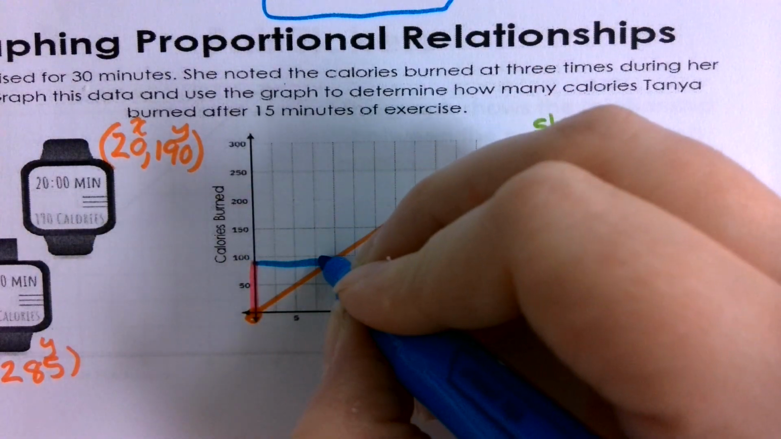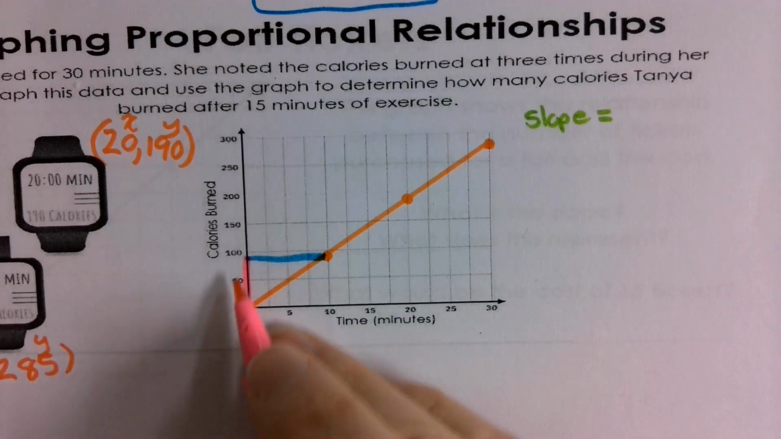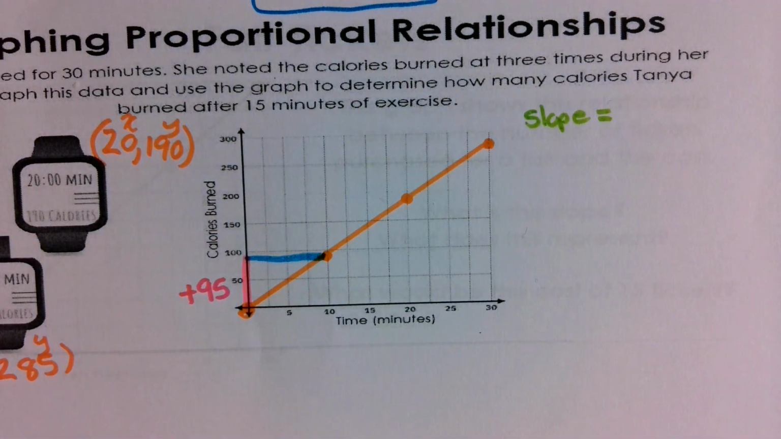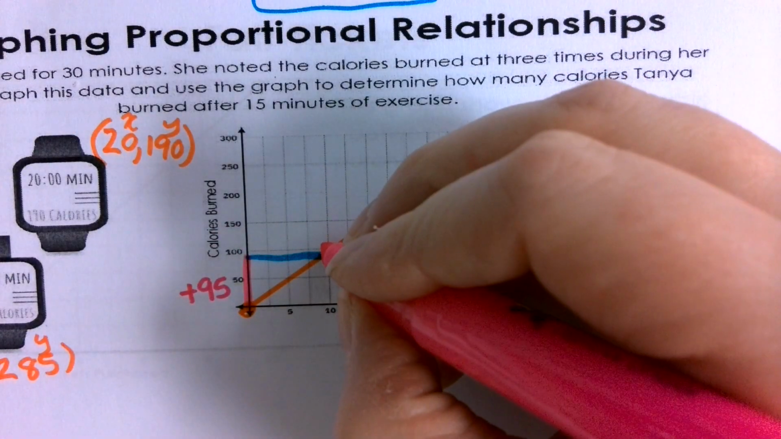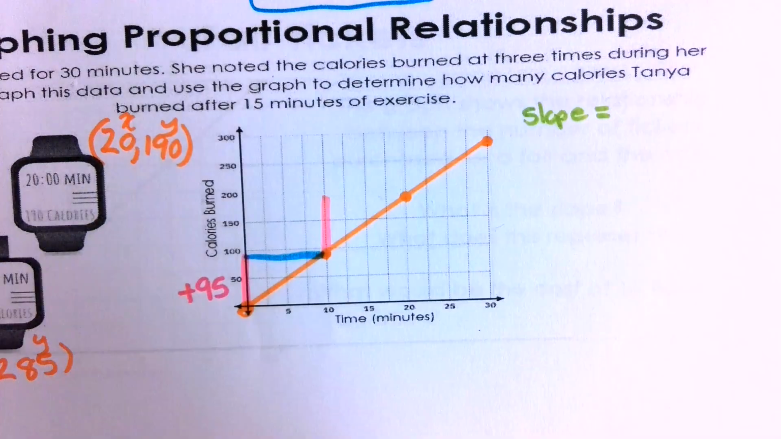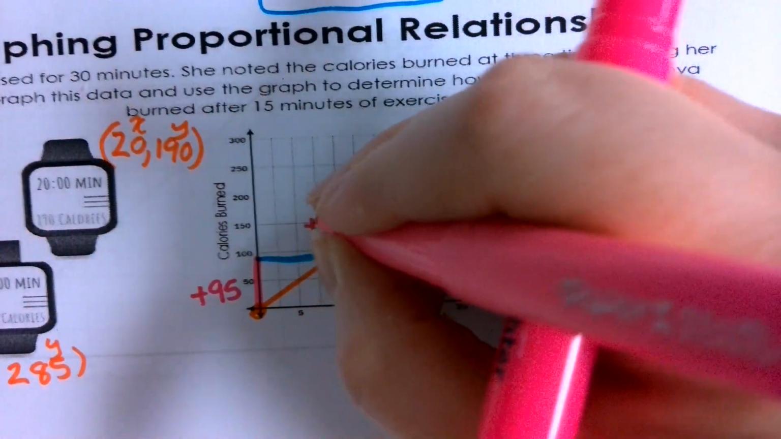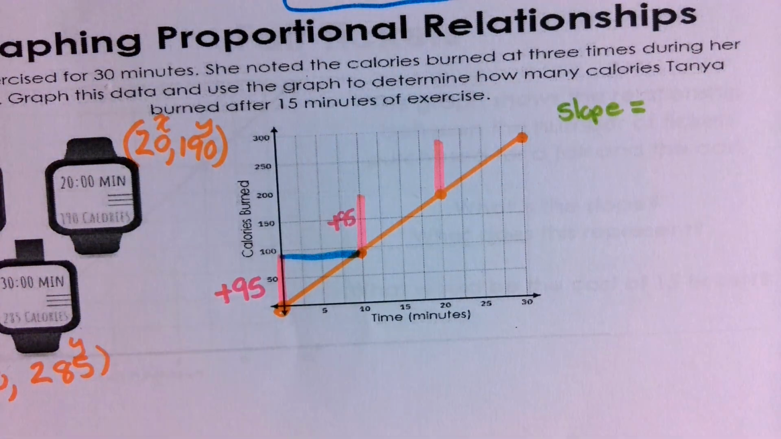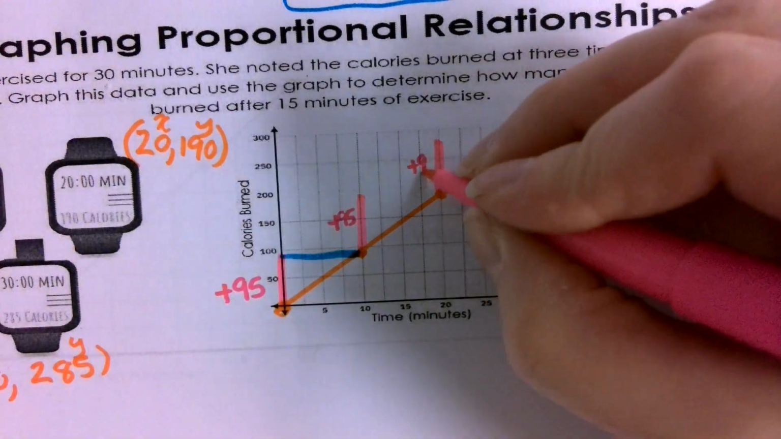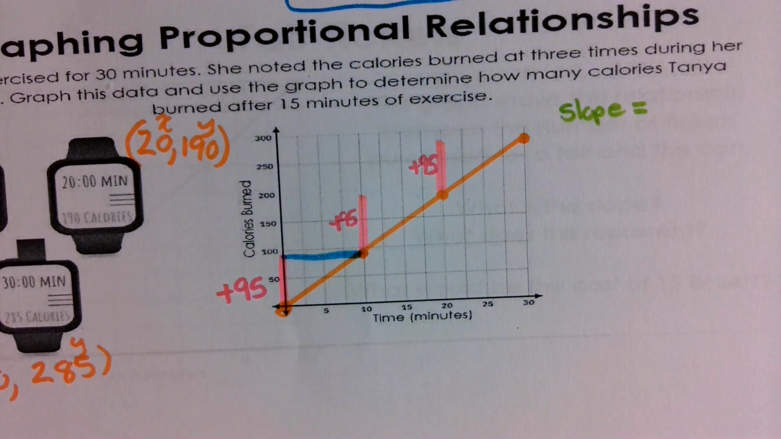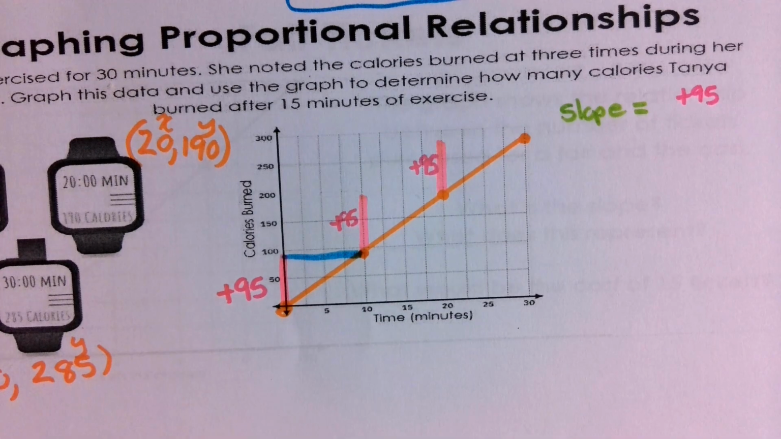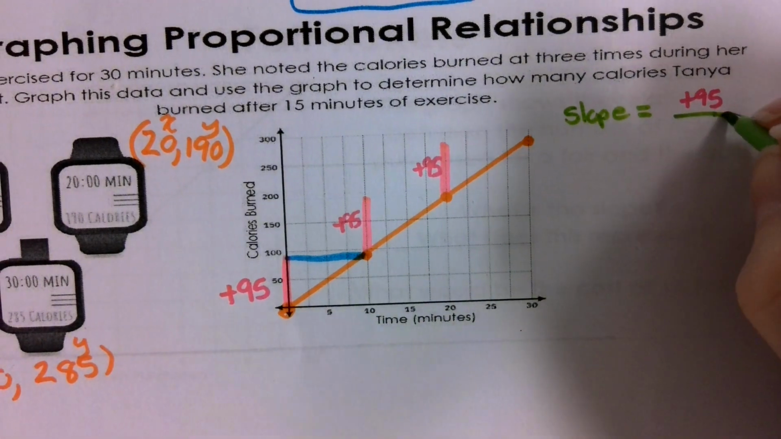So I know that every time I rise, I'm rising by 95. Okay, same thing here. If I go from this first point up to my second point, that is also a rise of 95. If I go from my second point up to my third point, that is a rise of 95. Okay, they each are increasing as a rise of a positive 95. Then I got to look at the run.